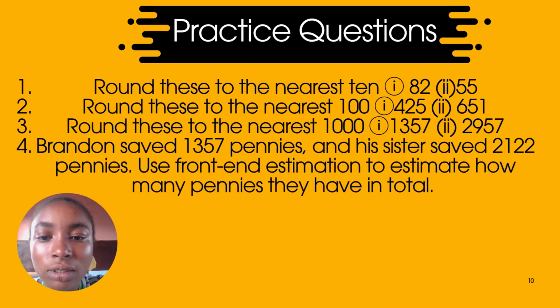Some practice questions to test our estimation skills. Round these numbers to the nearest 10: 82 and 55. Round these to the nearest 100: 425 and 651. For the third one, round this to the nearest 1,000: 1,357 and also 2,957. For the fourth one, Brandon saved 1,357 pennies and his sister saved 2,122 pennies.